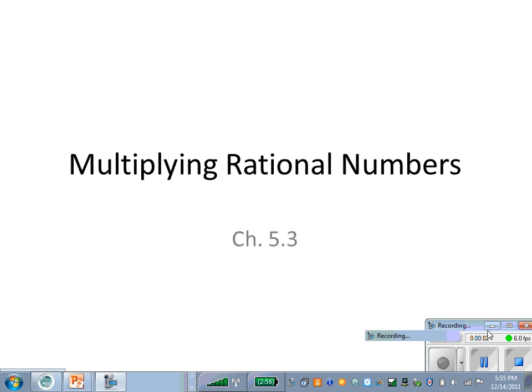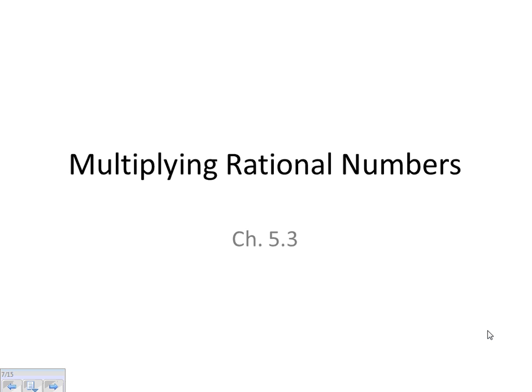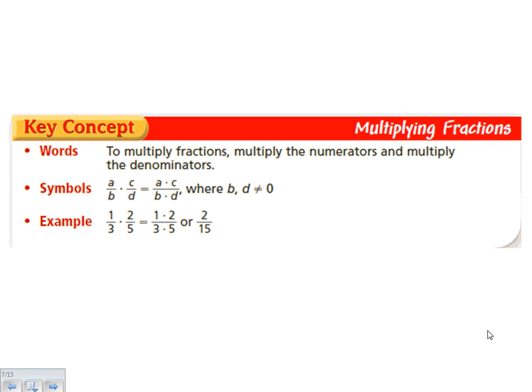So this chapter is called Multiplying Rational Numbers, and this is chapter 5.3. We've been learning a lot about rational numbers and what they are. A rational number is any number that can be written as a fraction. To multiply rational numbers, we're actually just going to focus on the fraction part. So we're going to learn how to multiply fractions.